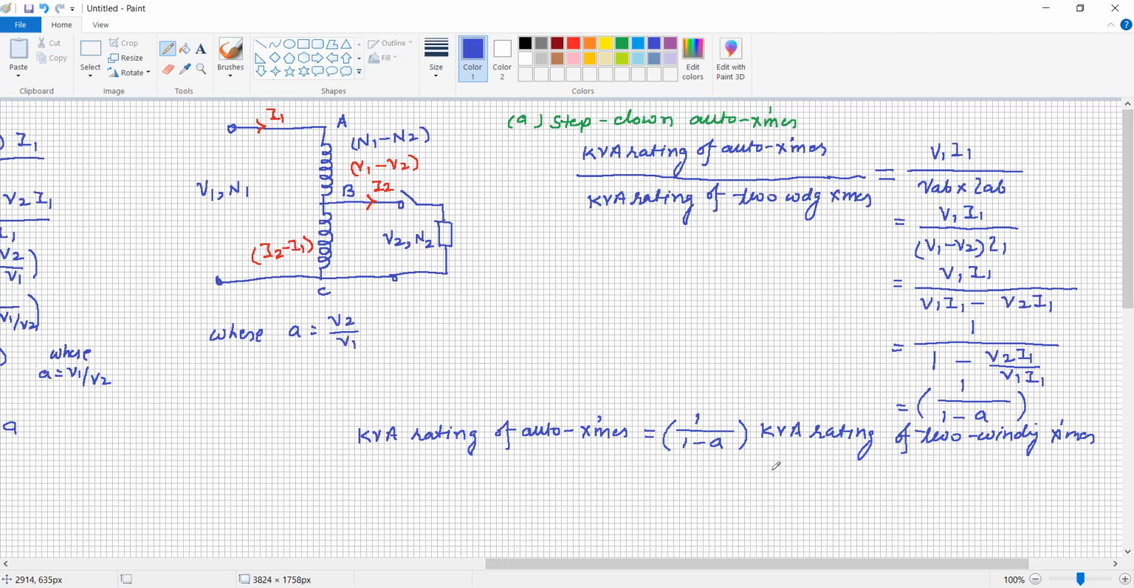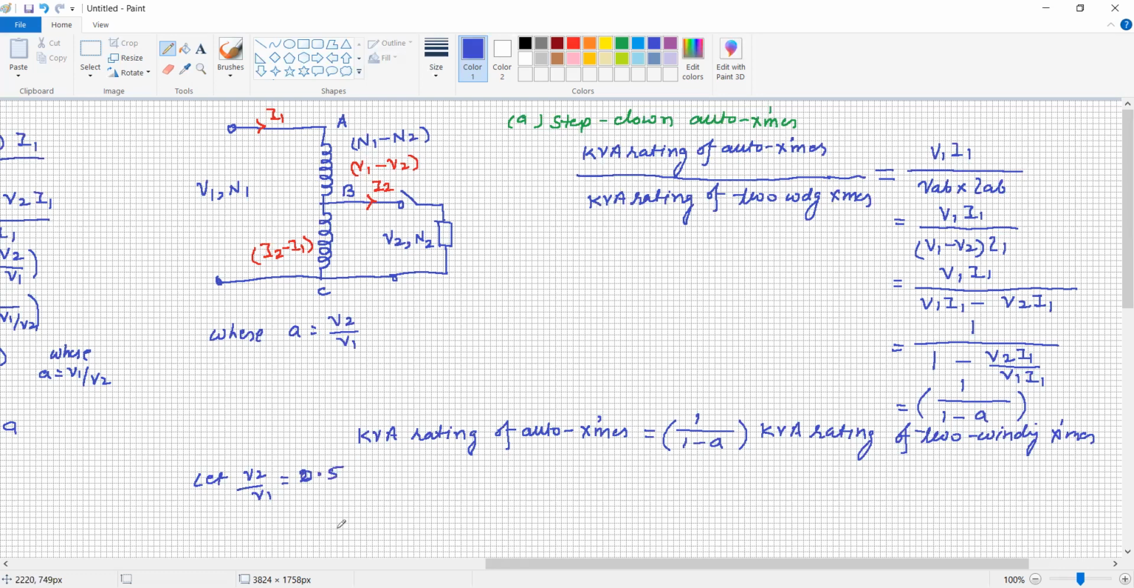Now suppose V2 upon V1 is equal to 2, meaning V1 upon V2, or instead we can consider V2 upon V1 equal to 0.5, because it is a step down transformer. It is 0.5.